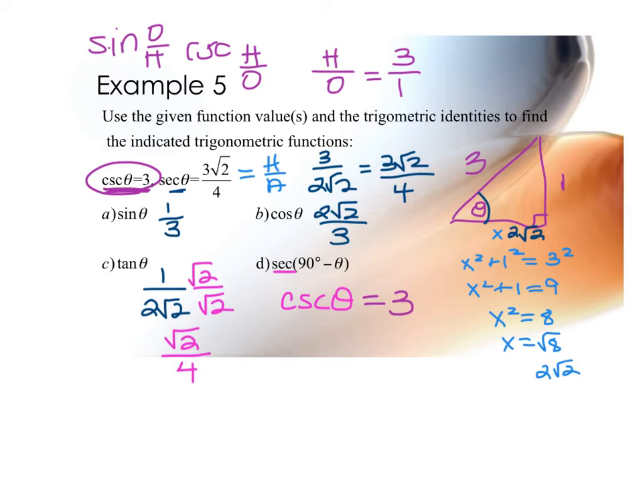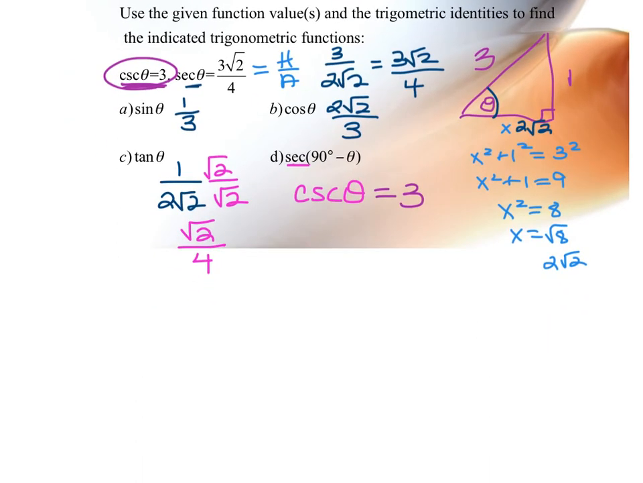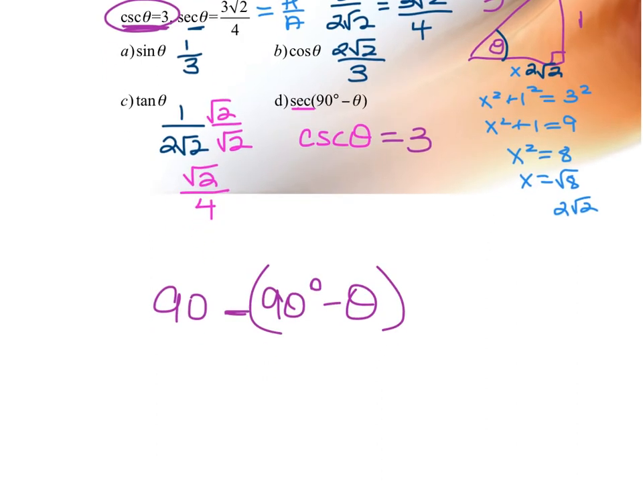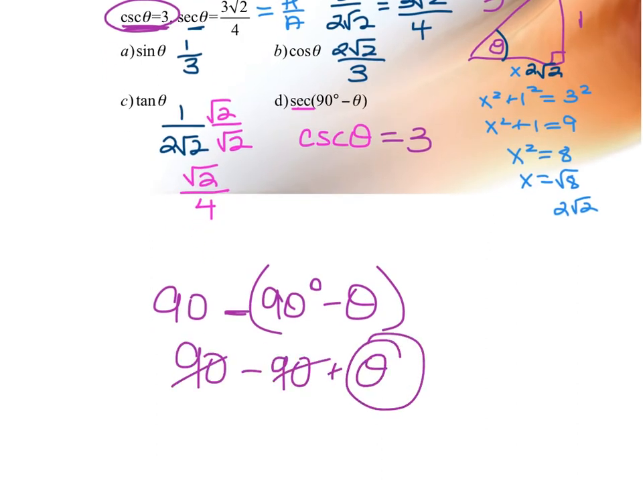Can you explain why 90 minus theta would be theta? No, the complement to 90 minus theta. So if 90 minus theta is my angle, I normally get the complement by doing 90 minus that. 90 minus 90 plus theta. These cancel. And the complement to 90 minus theta is just theta. Does that make sense? Okay. You just don't have to go through all that work.